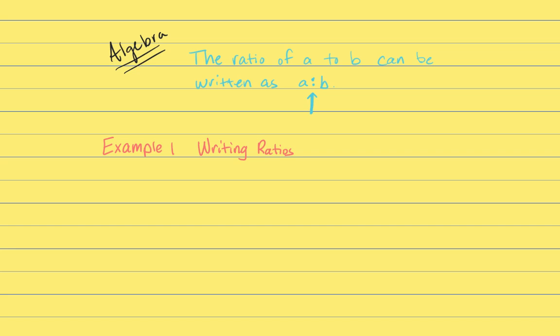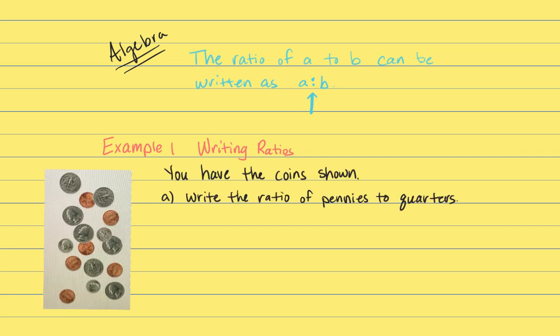Example 1 is writing ratios. We're going to use the picture over here to the left, and it's got pennies, dimes, quarters. I don't think there's any nickels. It says you have the coins shown. Part A says to write the ratio of pennies to quarters.